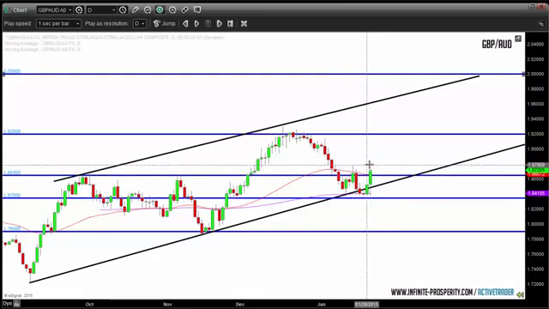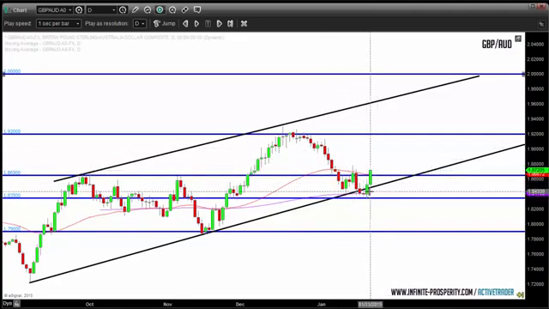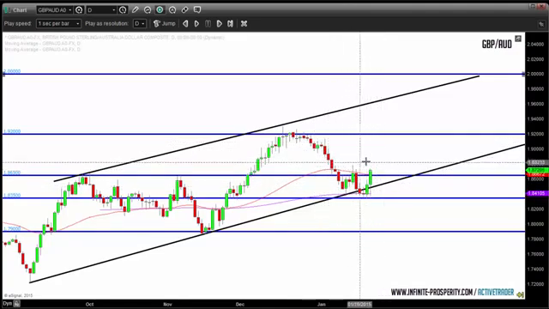So if 1.88 is taken out, any short traders would definitely be out of their positions, as this is where the majority of stop losses would have lied. This would have been the safest stop for selling the pound Australian dollar.